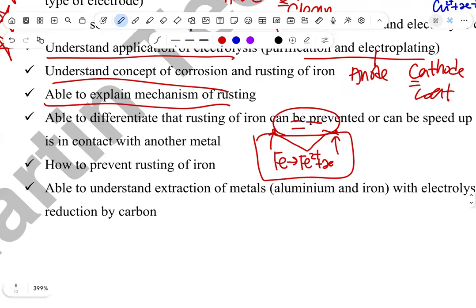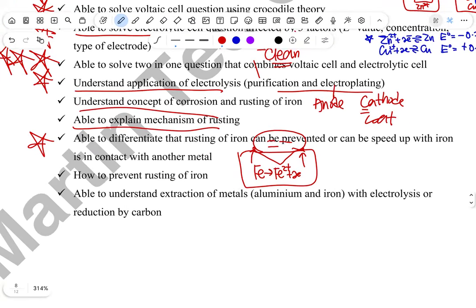Then after that, you must know that rusting is affected when iron is connected with other metals. When you connect iron with magnesium, or when you connect iron with copper, the speed of rusting will be different. The rusting can be sped up or can be prevented. So if you connect iron with a metal higher in the ECS, it will prevent the rusting. If you connect iron with a metal lower in the ECS, it will speed up the rusting. So this is something we learned.